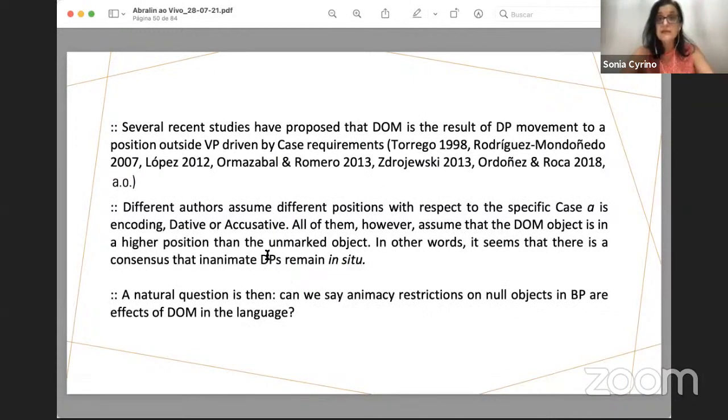So many recent studies have proposed that DOM is the result of DP movement to a position outside VP driven by case requirements. Different authors have assumed different positions with respect to the specific case that "a" is encoding, dative or accusative. But the common ground is that the DOM object is in a higher position than the unmarked object. In other words, there seems to be a consensus that inanimate objects, DPs, remain in situ while animate ones move out of VP. So a natural question is, can we say that animacy restrictions on null objects in Brazilian Portuguese are effects of DOM in the language?